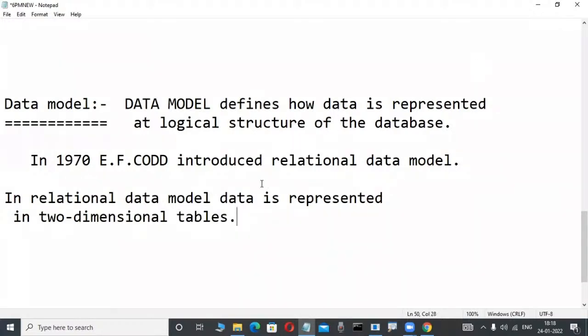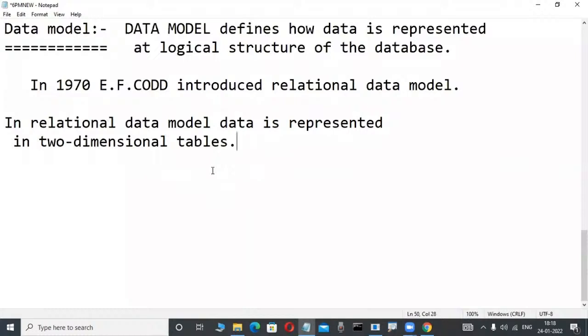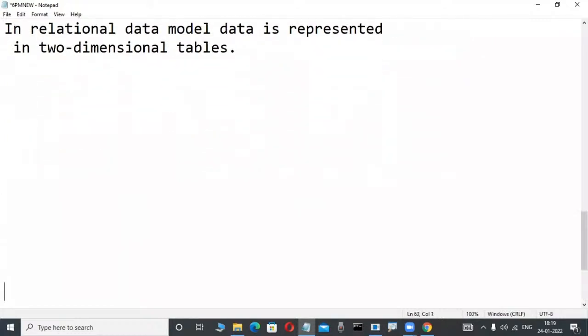Why this relational data model? The relational data model products we are operating, and the SQL language we are using. That history, the big history, we are learning next. Whenever our course is starting, this is a big concept.